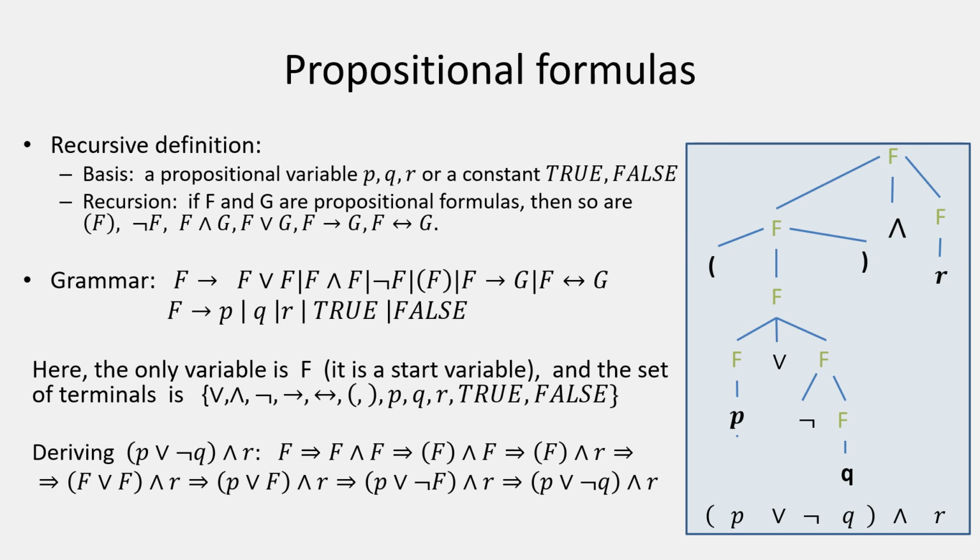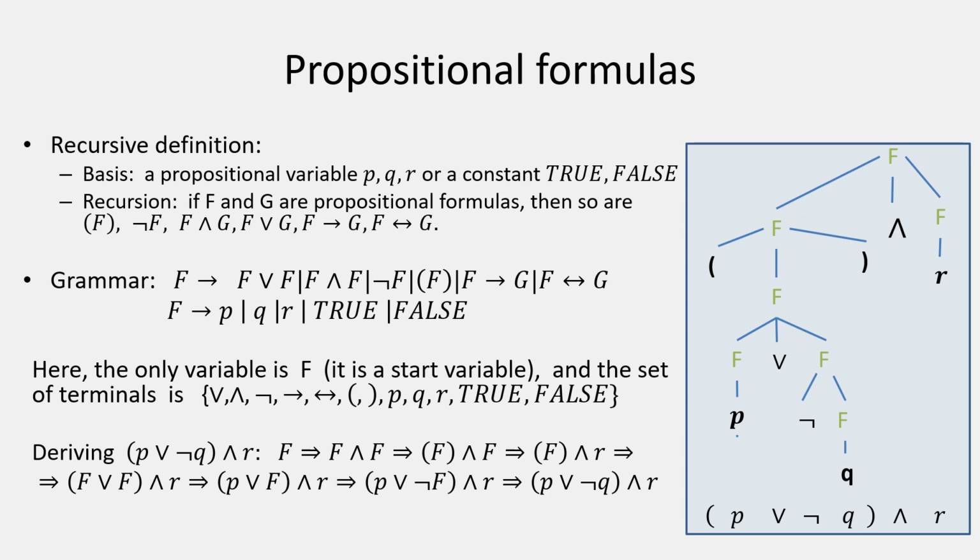So we still have only one variable here, our f, the start variable, and we have a whole bunch of terminals which are not just our p, q, r, true and false, but also parentheses and logical operators. And by the way, note that here we don't allow the empty string anywhere. So here is an example of how you would write a parse tree for the formula p or not q and r.